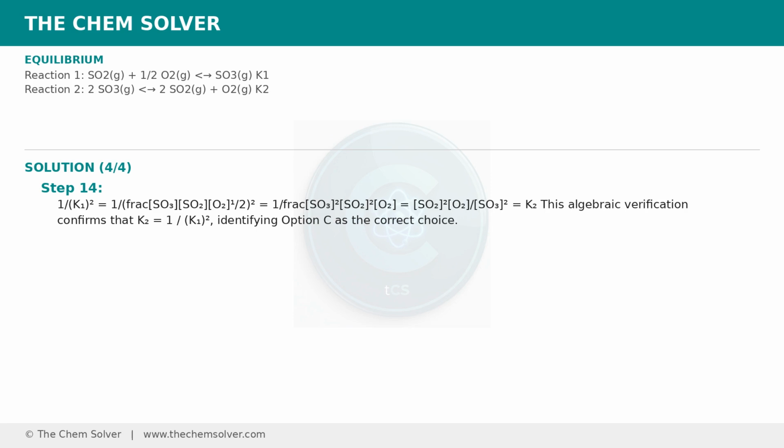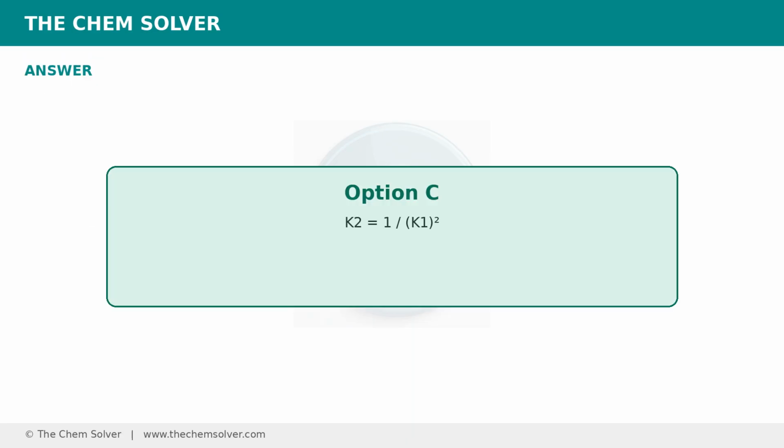This algebraic verification confirms that K2 is equal to 1/K1 to the power 2, identifying option C as the correct choice. The correct answer is option C. K2 equals 1/K1 to the power 2.